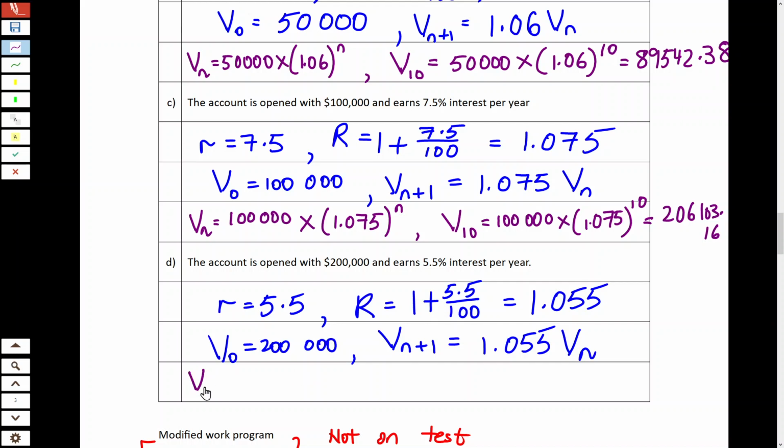Okay, I think I'll just do the last one. A rule is found by taking V naught times capital R to the power of n. In this question, we open the account with 200,000, so V naught is 200,000 times 1.055, which we found previously, to the power of n. Substitute n equals 10 into the rule.